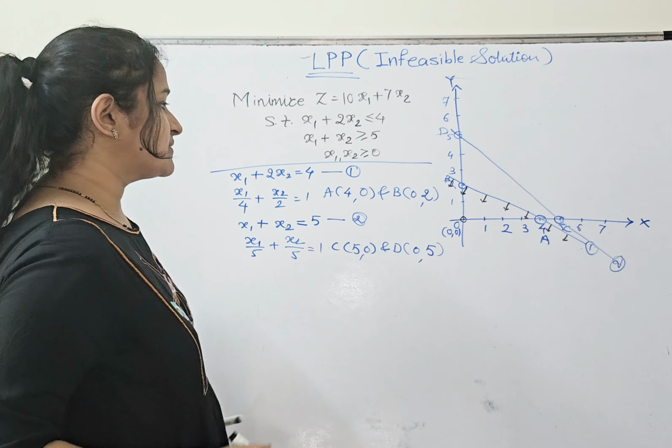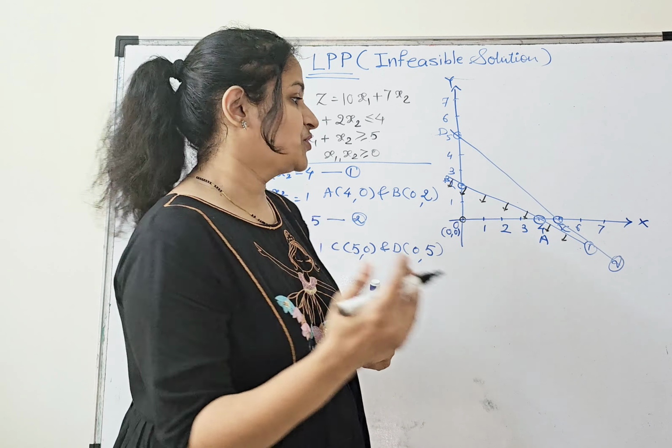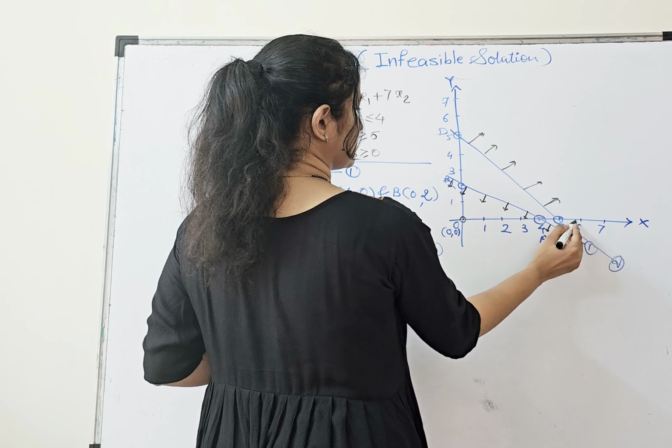Line number 2 is greater than or equal to, which means this is going away from the origin. So this is your line number 2, and this is going away from the origin. Here is the origin, right? So this is definitely going away from the origin.